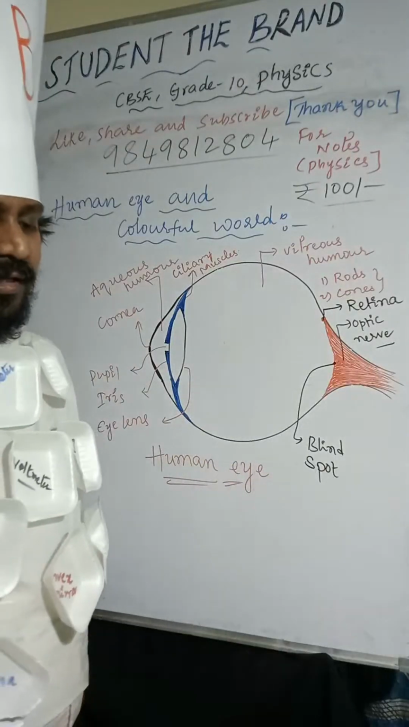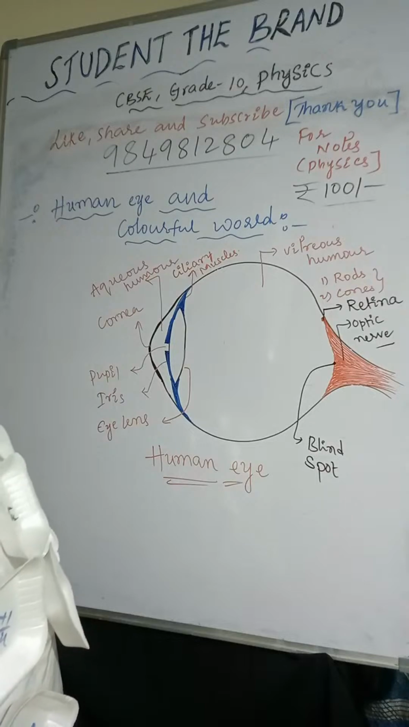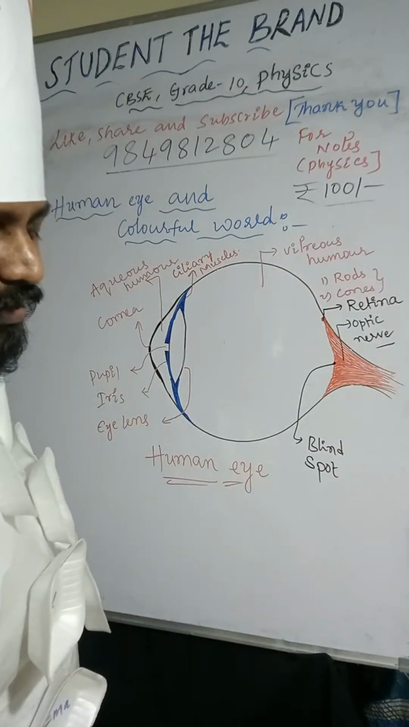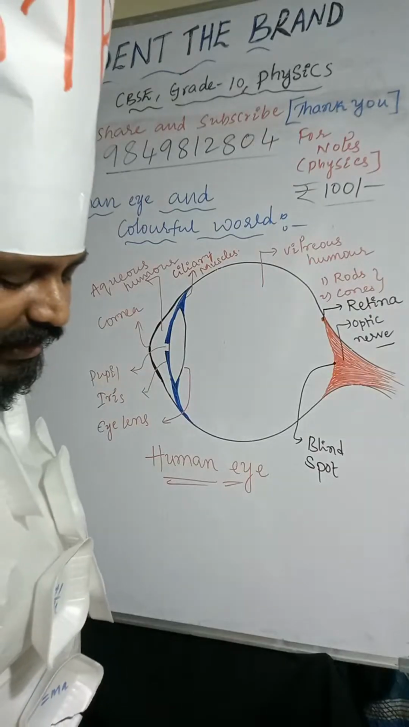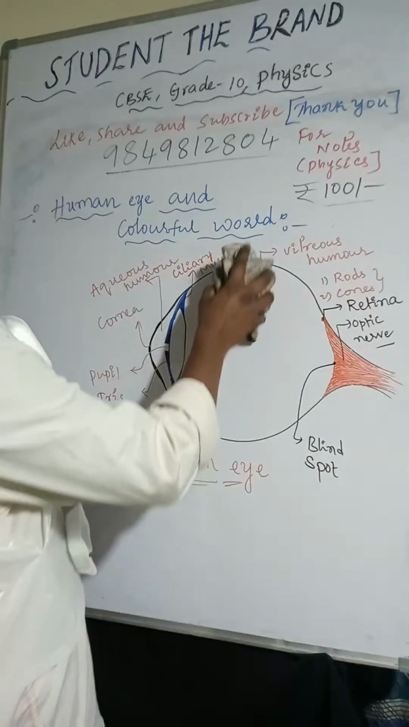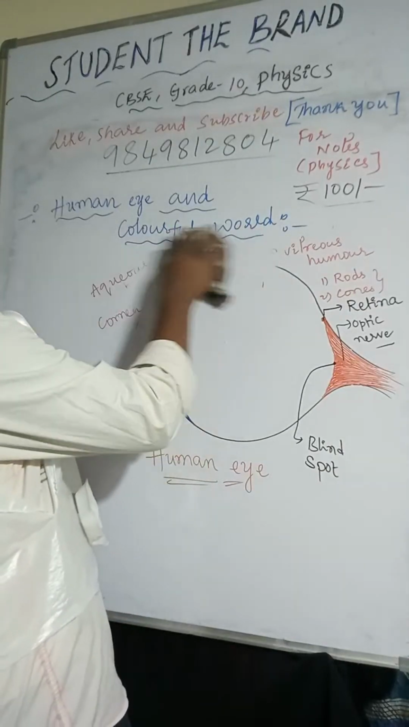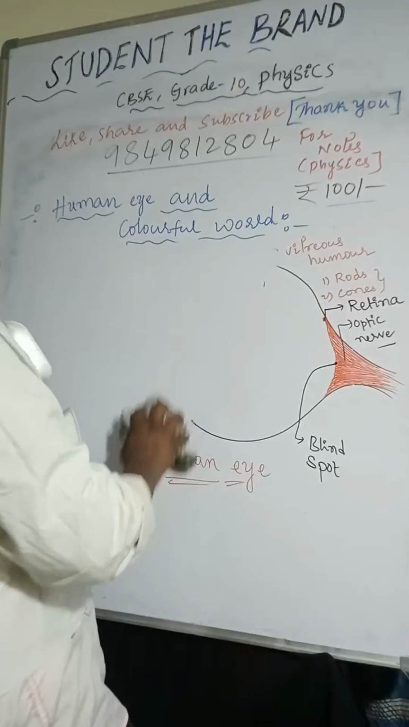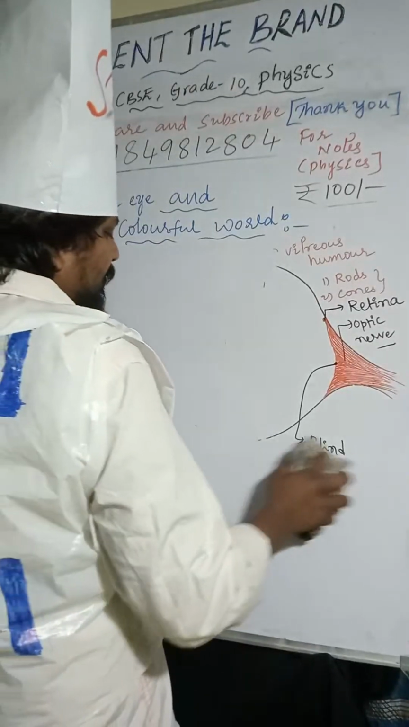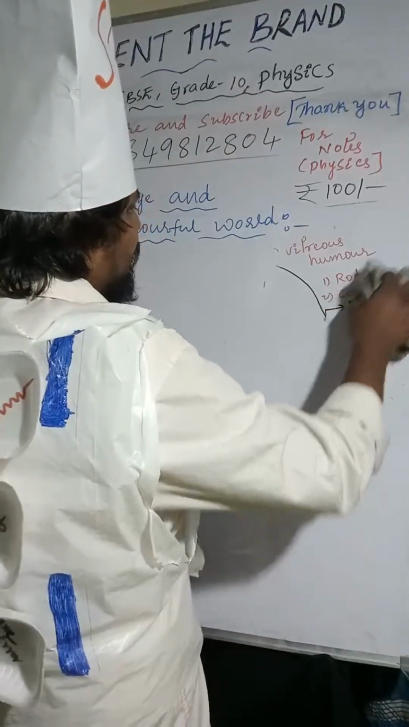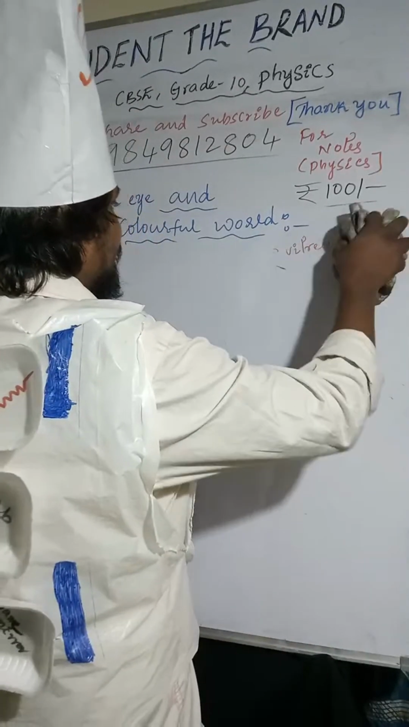And coming to the near point and far point. The near point is the minimum distance up to which a person can see clearly without any strain. That is called the near point. And the far point is the maximum distance up to which the person can see clearly. That is called the far point. The near point is 25 centimeter, and the far point is infinity.